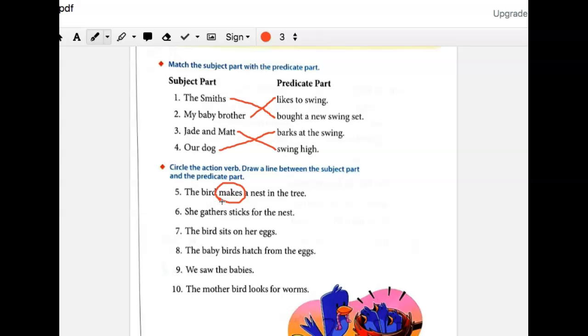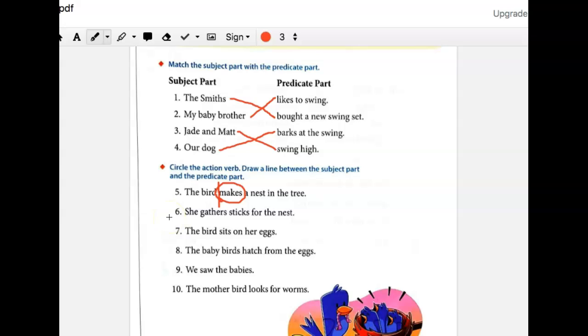Then where should we draw the line to split between subject part and the predicate part? Well, we know that the sentence is about the bird, so that means the bird is the subject. And makes a nest in the tree is telling us what the subject is doing, so we need to draw the line right here. Subject, predicate. Number 6, she gathers sticks for the nest.